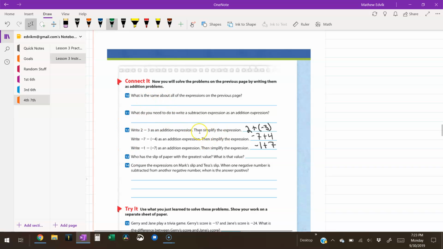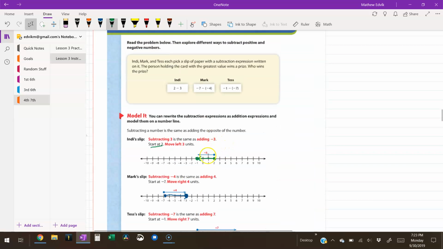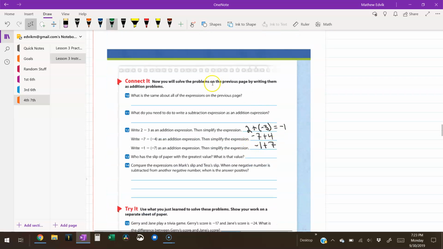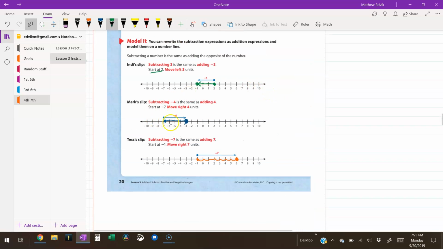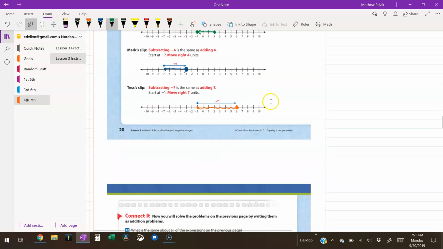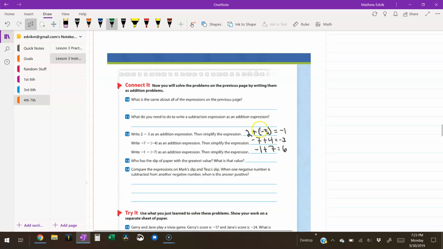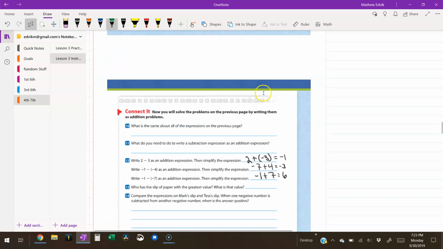And so then it asks us to simplify all of the expressions. So 2 plus -3, -1. We can check that up here on this expression right there. Yep. And -7 plus 4 is -3, and we can check that up here on our model. So starting at -7 and adding 4, we end up at -3. And then with -1 plus 7, we decided that it was 6 here.